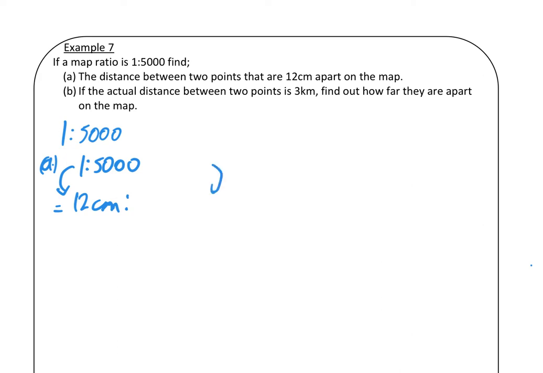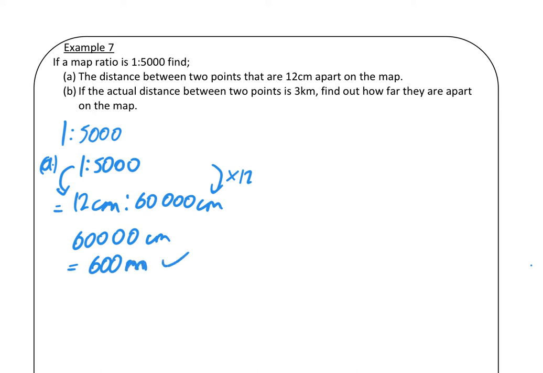So I'm going to do the same here. I'm going to multiply the 5,000 by 12. 5 times 12 is 60, and then you've got the 3 zeros, and that's going to be centimetres. So it said find the actual distance. It was 60,000 centimetres. Divide by 100 to give you 600 metres, and that's probably the way you would write your answer. You could write it as 0.6 kilometres, but I think 600 metres is a nicer way of doing it.